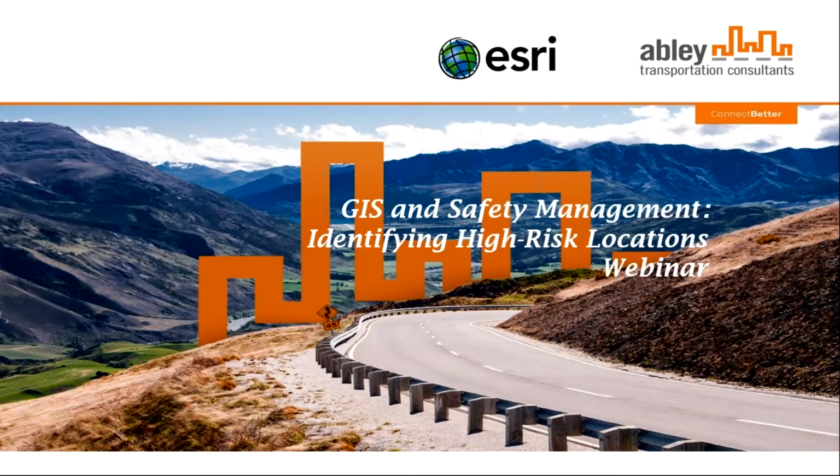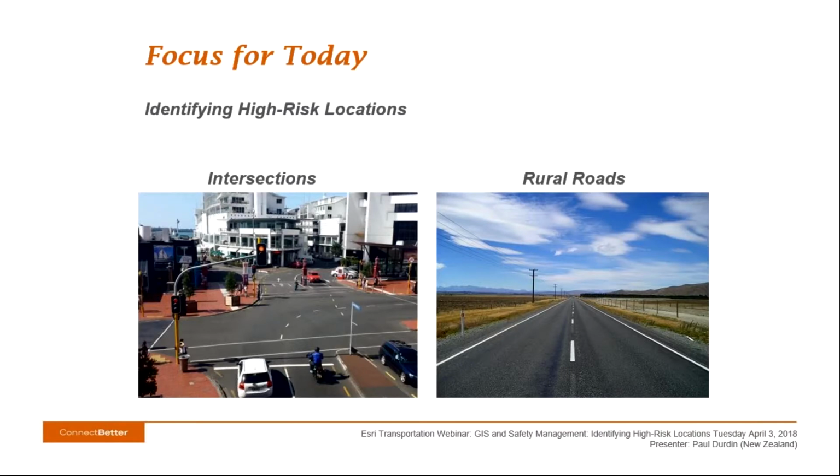Right, so as Terry's mentioned, this is the second part in this presentation webinar series, and today we're going to be focusing on two areas that are involved in the identification of high-risk locations. The first of these is intersections, and predominantly in urban areas, but the methodology can equally be applied to rural intersections. The second one is in regard to rural roads, and the focus there on utilising non-crash data to forecast crash risk.